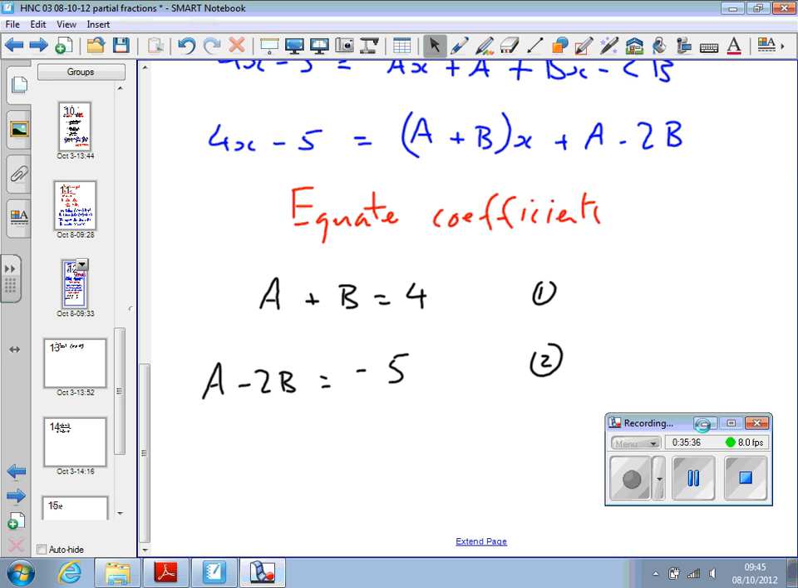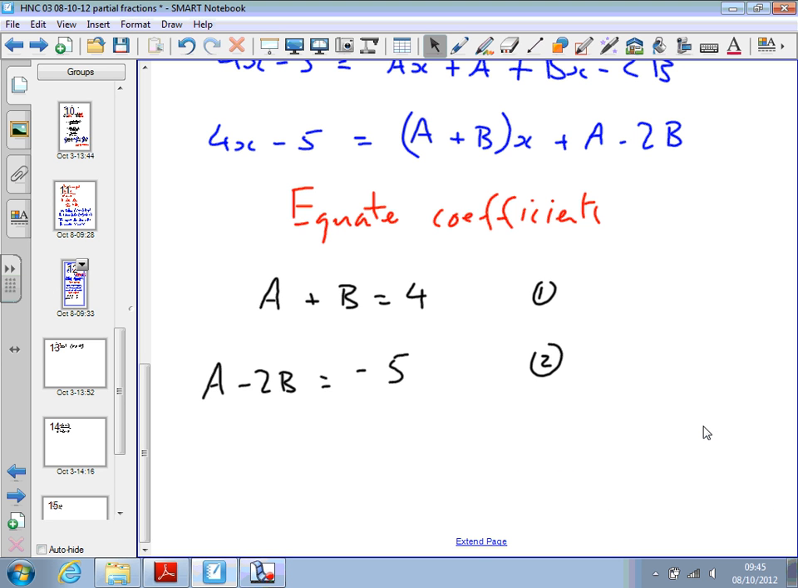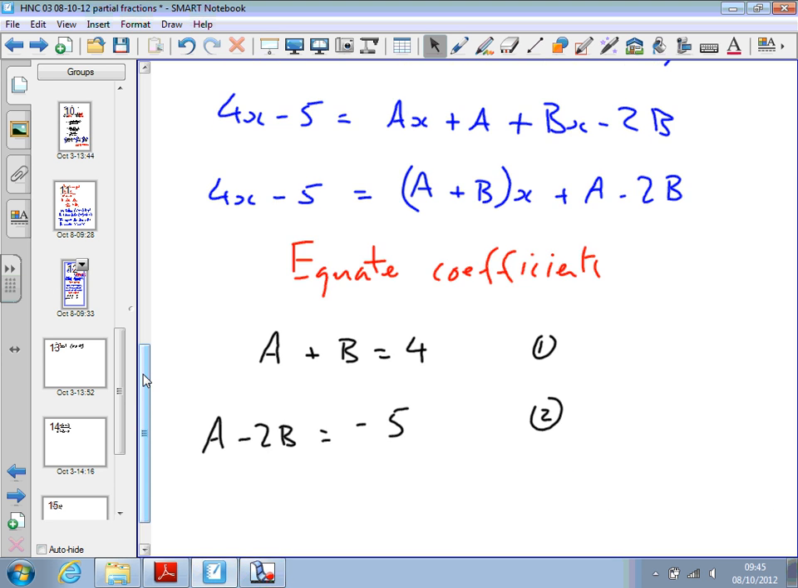Can you see how important it is now, when we got to here, that we separated out the terms involving x? So we got ax plus bx leaves us a plus bx. So we factorize that bit and get the x terms and then the rest, so that we can then equate coefficients. And we can write that a plus b equals 4, a minus 2b equals minus 5. Two equations, two unknowns, simultaneous equations. Okay?